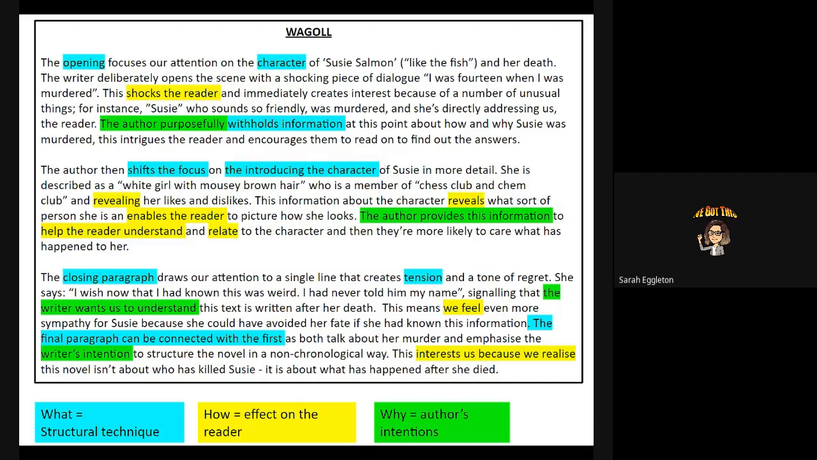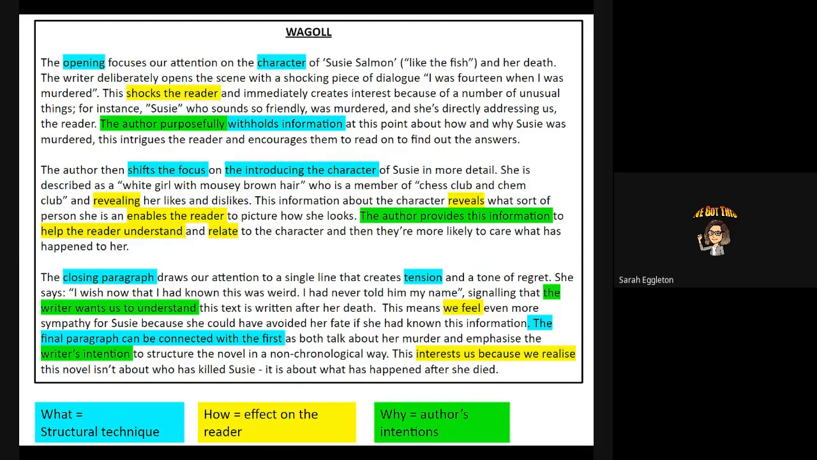The opening focuses our attention on the character of Susie Salmon, like the fish, and her death. The writer deliberately opens the scene with a shocking piece of dialogue: "I was 14 when I was murdered." This shocks the reader and immediately creates interest because of a number of unusual things. For instance, Susie, who sounds so friendly, was murdered, and she's directly addressing us, the reader. The author purposefully withholds information at this point about how and why Susie was murdered. This intrigues the reader and encourages them to read on to find out the answers.